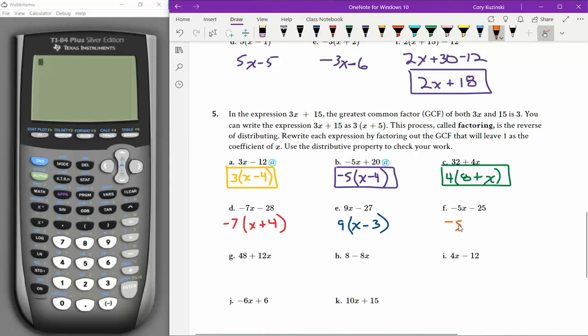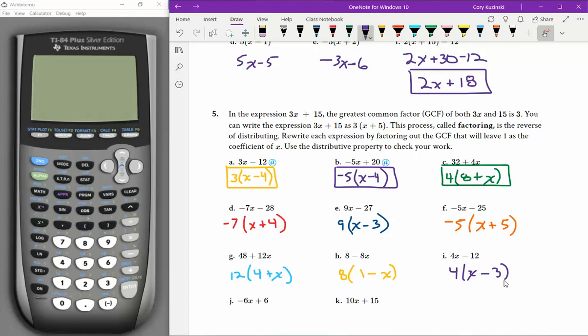Take a negative 5 out. Negative 5 times x is negative 5x. Negative 5 times 5 is negative 25. These are both divisible by 12, so we'll go 12 times 4 and 12 times x. These are both divisible by 8. 8 times 1 is 8. 8 times negative x is negative 8x. These are both divisible by 4. 4 times x is 4x. 4 times negative 3 is negative 12.